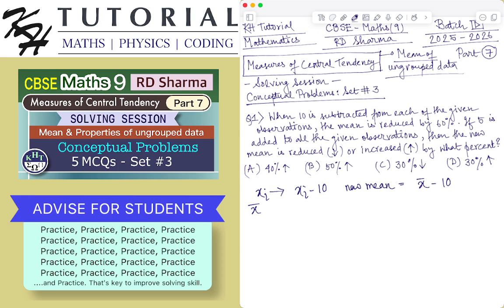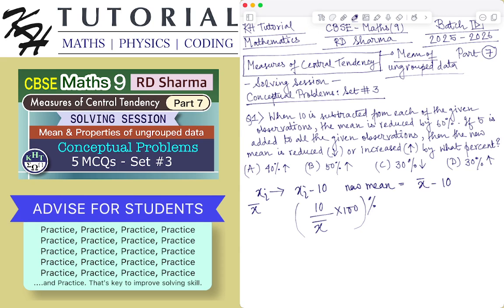In the problem it is saying that the mean is reduced by 60%. Now we can clearly see that the original mean was x bar and the new mean is x bar minus 10. So the original mean is reduced by 10. So we can clearly say that 10 by x bar multiplied by 100 is the percent by which the mean got reduced.